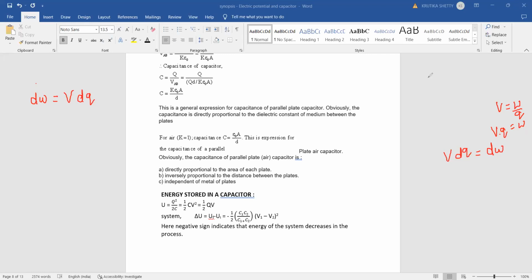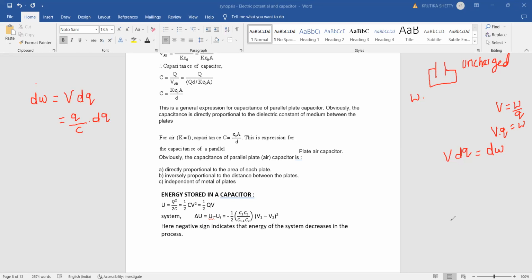So here, first, you consider the capacitor. Initially it is an uncharged capacitor. So what you are doing, you are charging this capacitor, means you are doing some work on this, and that work done is given by dW is equal to V into dq. Okay, so substitute the value of V here. This is equal to Q divided by C into dq.